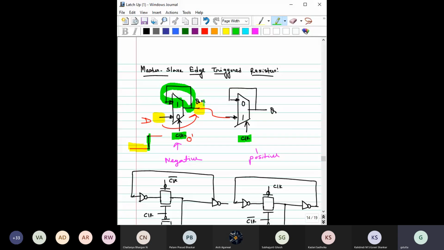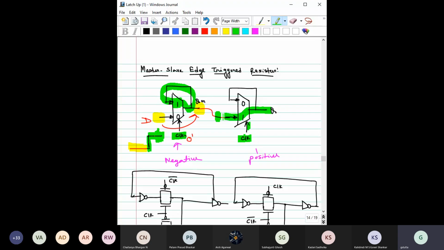And what will happen to the next latch? Here you have clock equal to 1. When clock equal to 1, this input is selected and this input is transferred to Q, right? So you can see that only during this edge would this D input be able to transfer to this Q, not here, right? Now what will happen in this region? Here the clock is already 1.